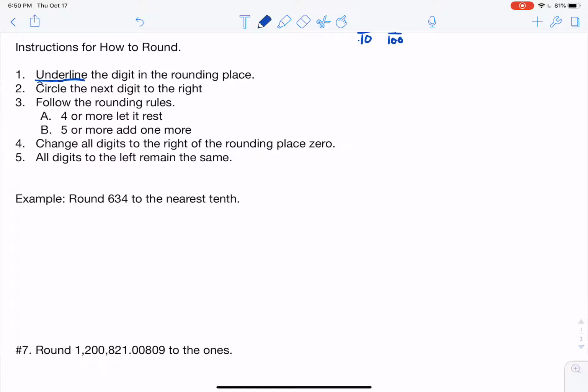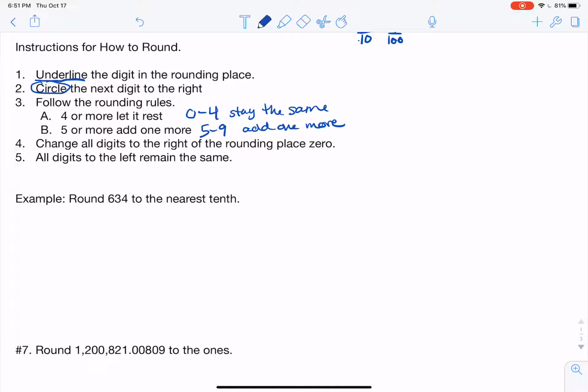And then it says circle the digit to the right. Follow the rounding rules. So if it's 4 or less, let it rest. So basically anything from 0 to 4 is going to stay the same. And anything 5 to 9, you're going to add 1 more to it.